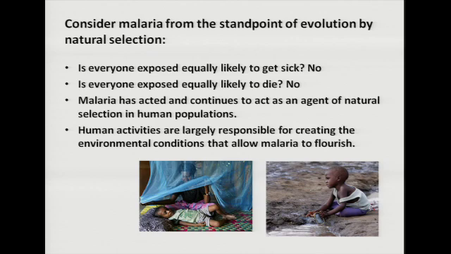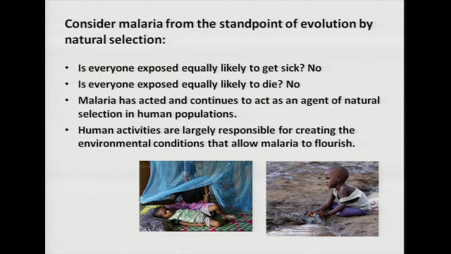If we consider malaria from the standpoint of evolution by natural selection, we ask the question: okay, we know there's variation in hemoglobins. Is everyone who is exposed to malaria equally likely to get sick? The answer is no. Is everyone exposed equally likely to die? No. Falciparum malaria has acted and continues to act as an agent of natural selection in human populations.